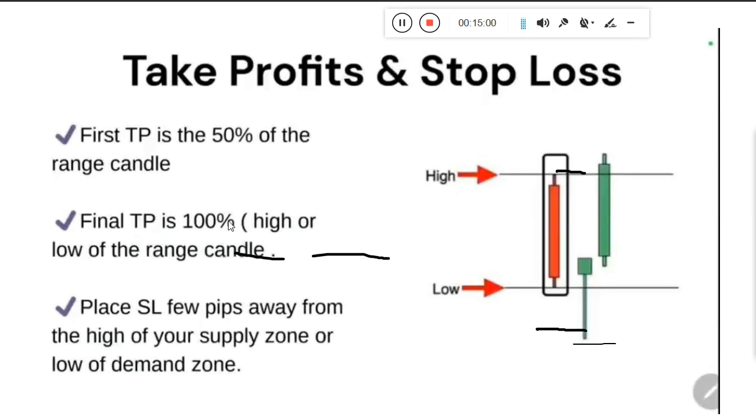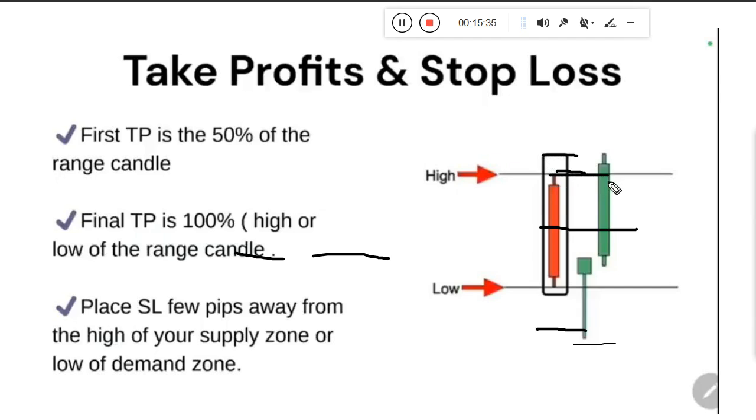So the take profit and the stop loss. Of course, a good profitable strategy must have all these things. You can see the way I started from the beginning. Your first take profit should be the 50% of the candle range, which is this. So it should be the 50% of this. That's your first take profit. Your final take profit should be the high. This time it's going to be the high of this candle here, because this is a bullish scenario. So that's going to be your second take profit.